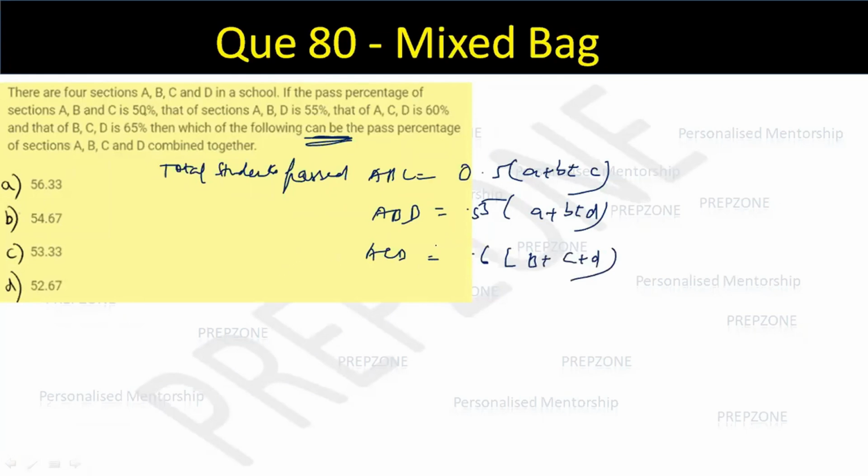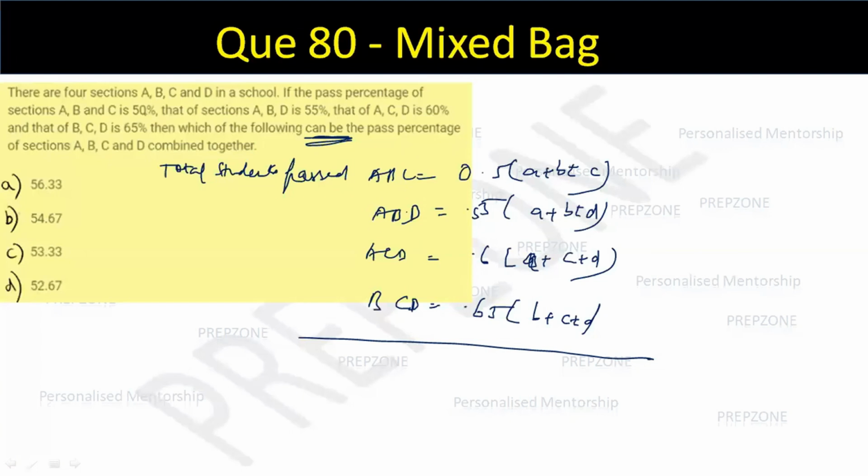Now what is asked? I think one more number is left, BCD. What is it in BCD? It is 0.65. And what is asked is the passing percentage in A plus B plus C plus D. On seeing this it should click that you just have to add these 4 equations. So if you add them, how many times will A come?